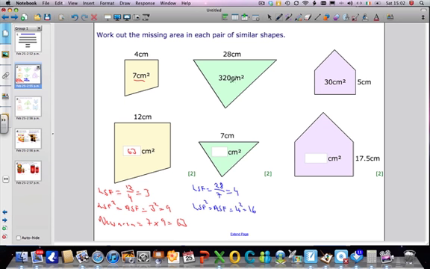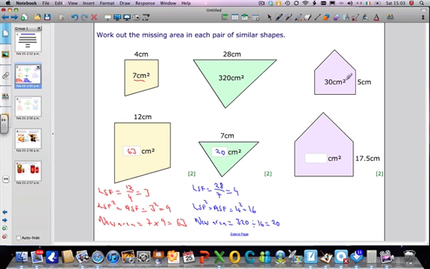Now we're asking for the new area. This time, because we're going from a big area to a small area, so we're going backwards, we have to divide. So the new area is going to be equal to the old area, 320, divided by the scale factor, which is 16. And 320 divided by 16 goes in 20 times. So the new area is 20 centimeters squared.